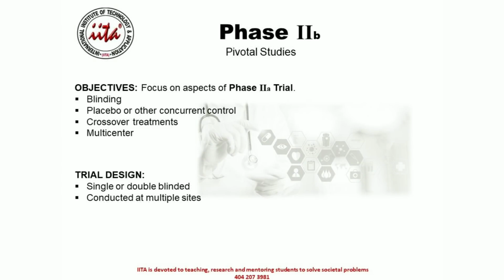Phase 2B. The objectives here is to focus on aspects of phase 2A trials. This includes blinding, placebo or other concurrent control, crossover treatments, multicenter. Trial design. This could be single or double blinded, and it's conducted at multiple sites.